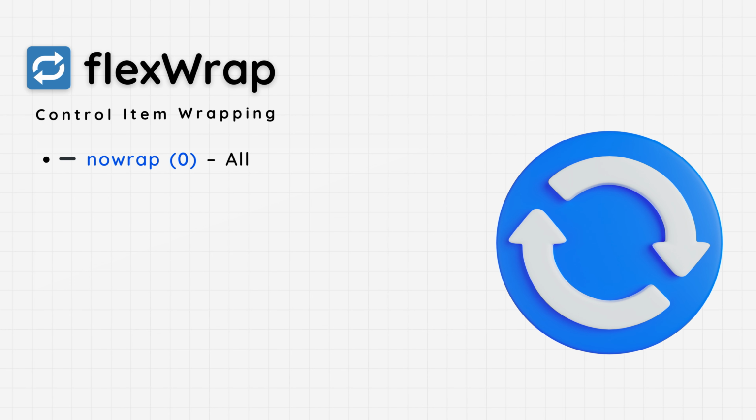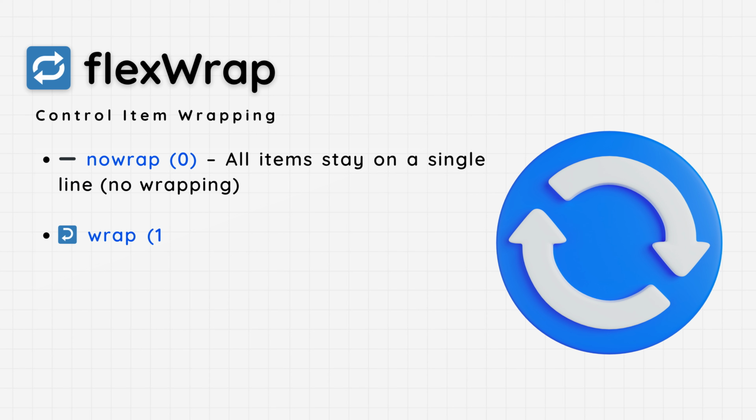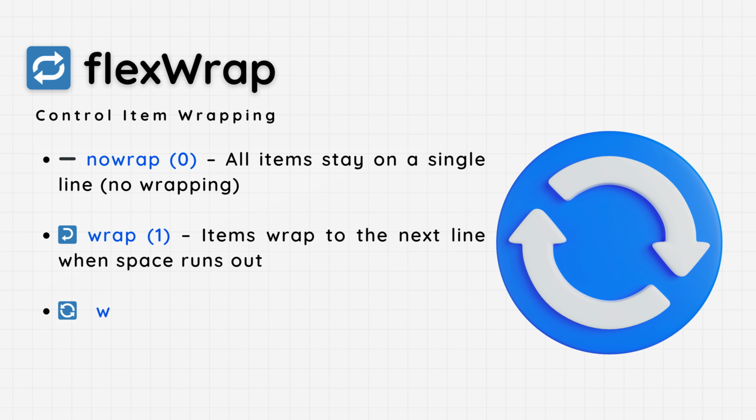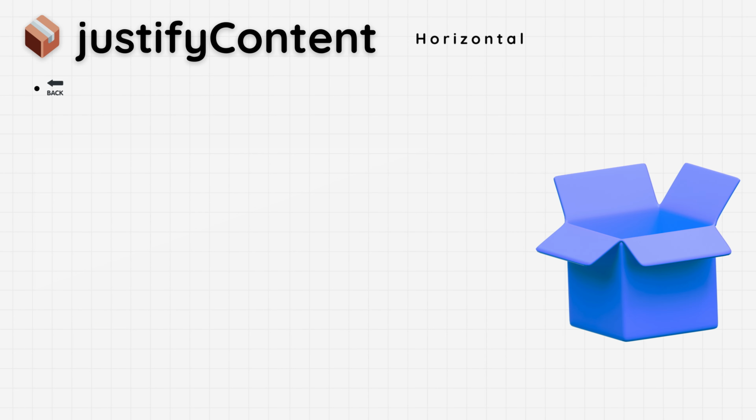FlexWrap controls how items wrap in a layout. nowrap, 0: all items stay on a single line. No wrapping occurs, even if space is tight. wrap, 1: items automatically wrap to the next line when there's not enough horizontal space. wrap_reverse, 2: similar to wrap, but the wrapped items appear in reverse order.